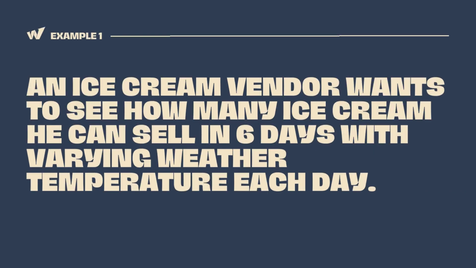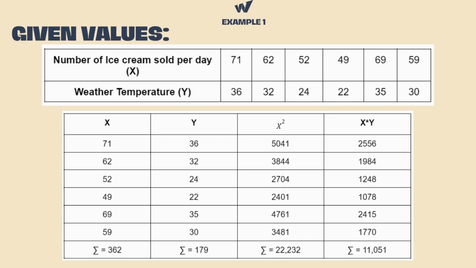So, example number one, an ice cream vendor wants to see how many ice cream he can sell in 6 days with varying weather temperature each day. So, here are our given values. So X represents the day of ice number of ice cream sold per day, and Y represents the weather temperature.